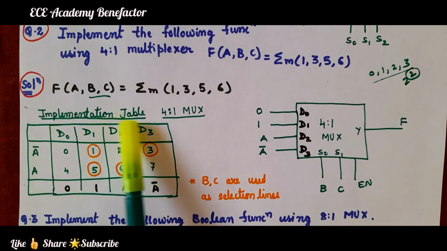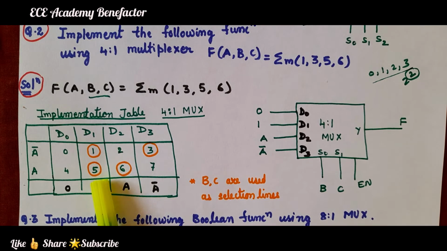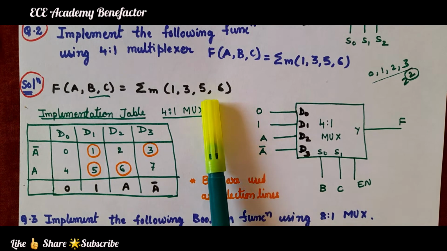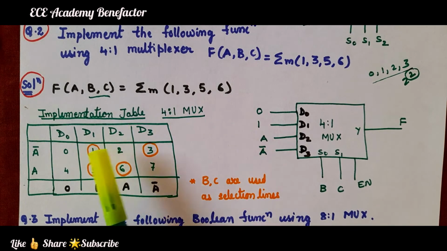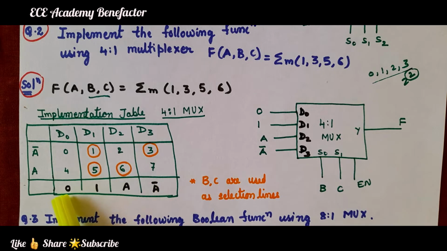After writing this implementation table, we have to circle the minterms which are given in the list. So, the given list is 1, 3, 5, 6. We have to circle them. Okay. Now, how to write this last row?